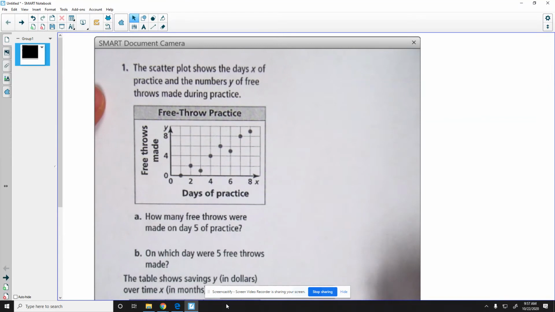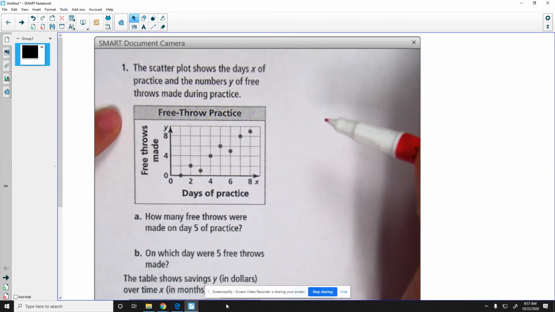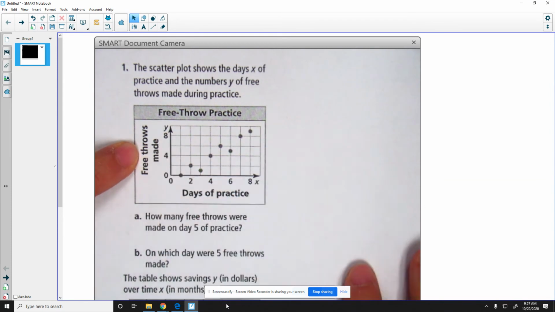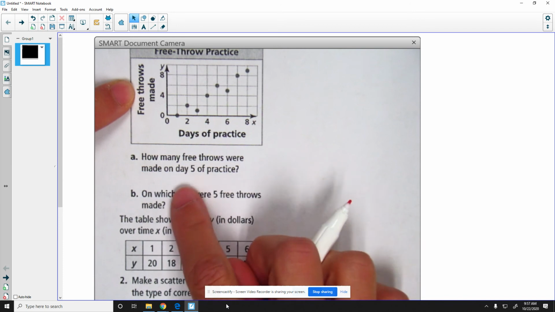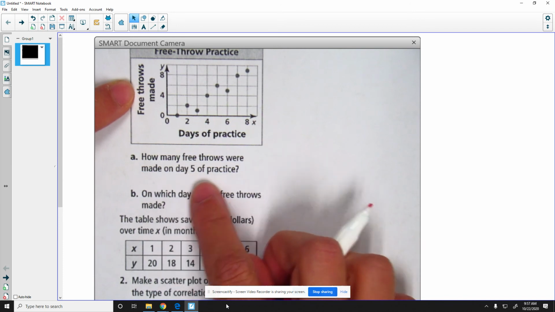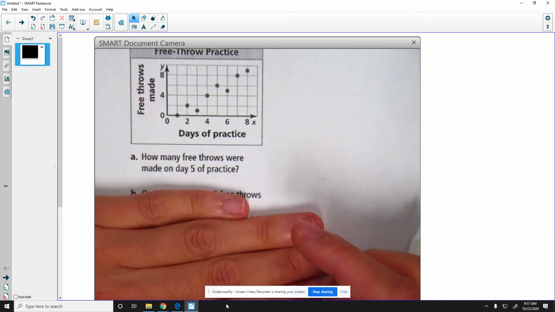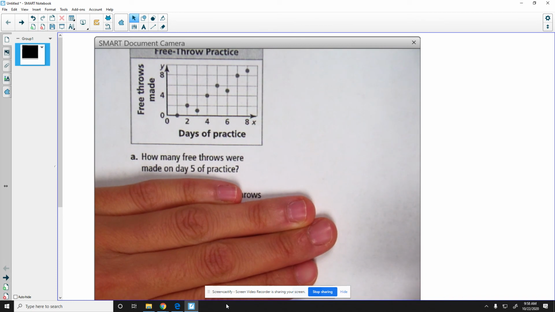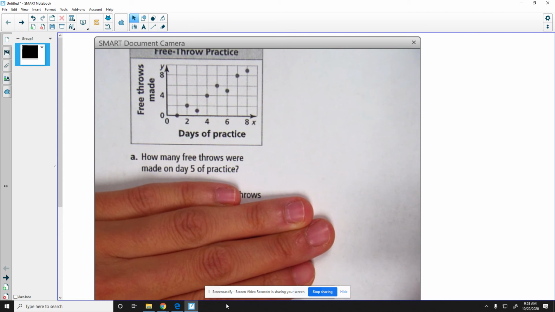All right, so number one on your starter, it says the scatter plot shows the days X of practice and the numbers Y of free throws made during practice. So here's my picture. So letter A, how many free throws were made on day 5 of practice? So all you have to do is look at your picture. Look for day 5, find your dot, and then you can answer.